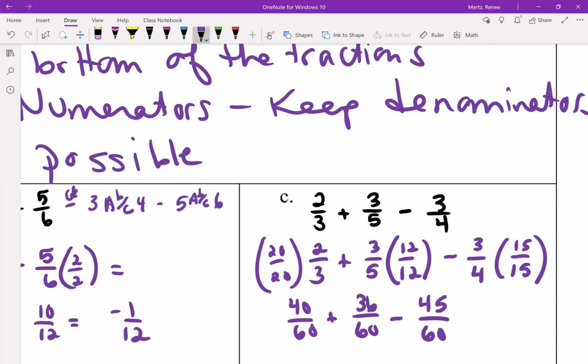40 plus 36 is 76. 76 minus 45 is 31. So we're left with 31 over 60. Again, feel free to type it into your calculator using your ABC key to check your math.